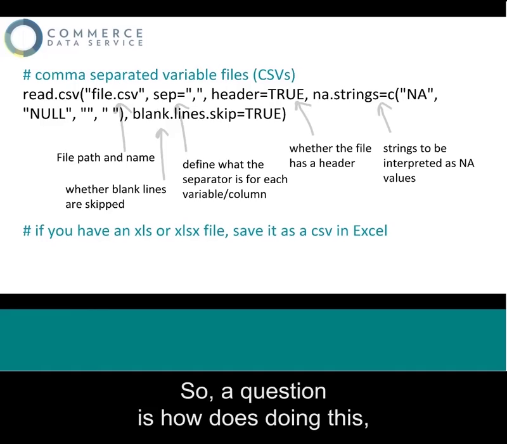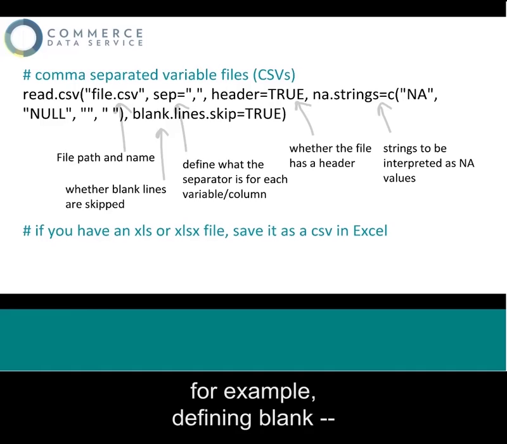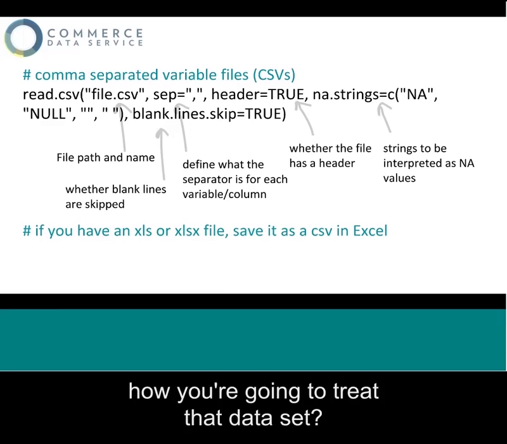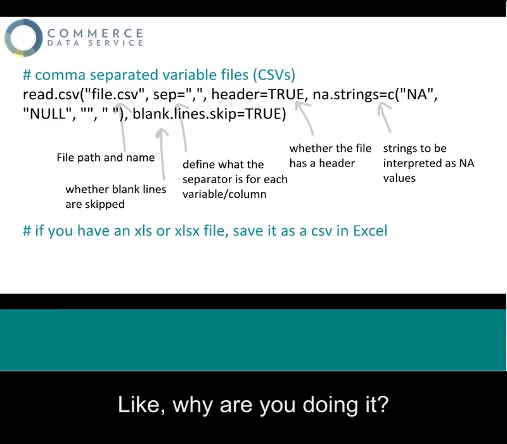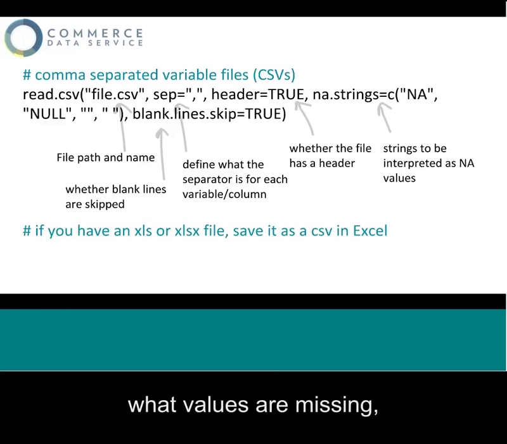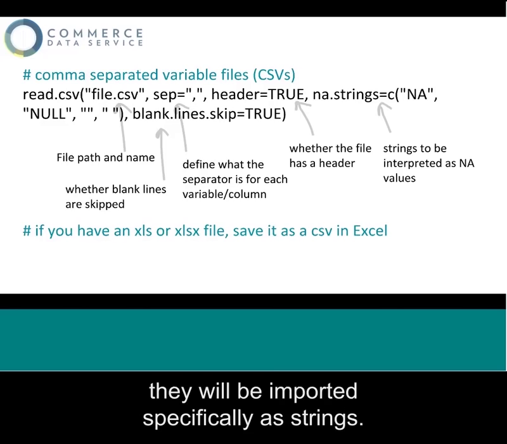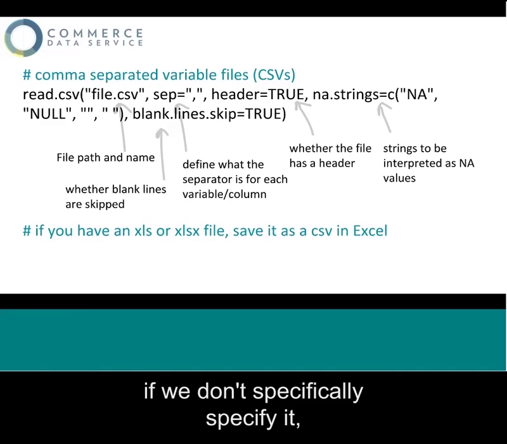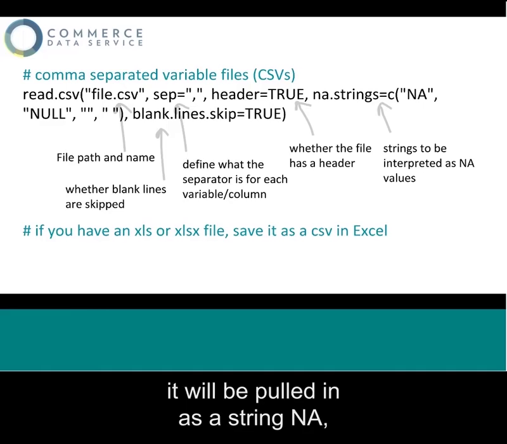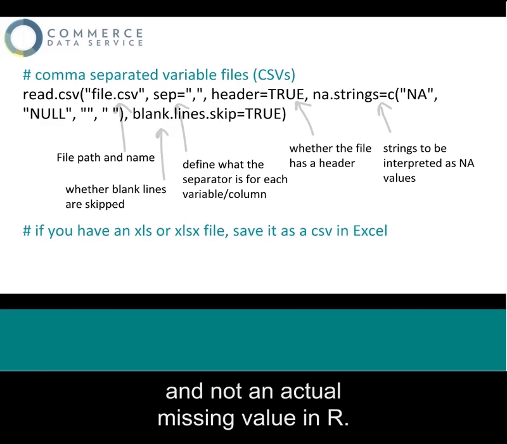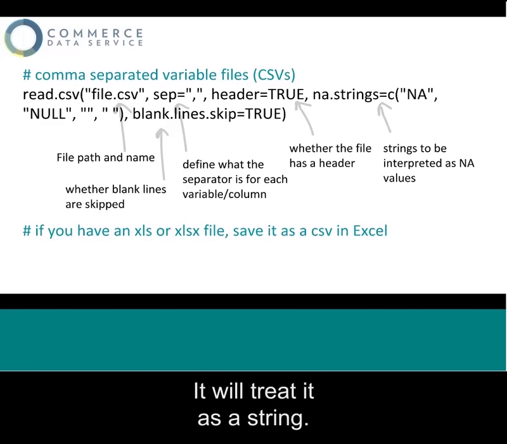A question is, how does defining what the NA strings are impact how you're going to treat the data set? Why are you doing it? If we don't specifically define what values are missing, they will be imported as strings. Even though it says NA, it'll be pulled in as a string NA or a string null, and not an actual missing value in R. So R will not treat it as a missing value, it'll treat it as a string.